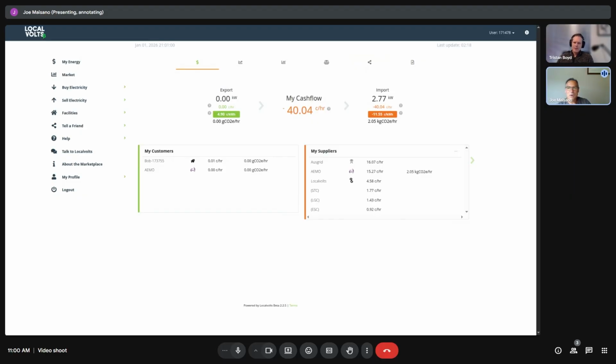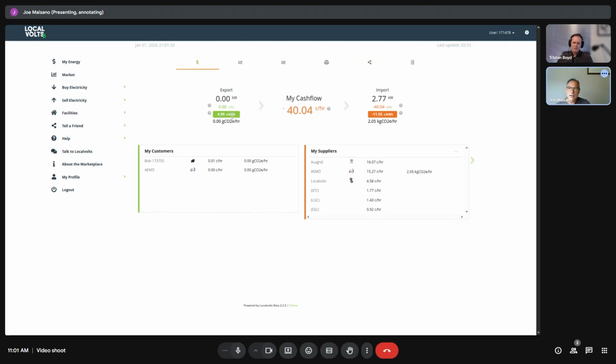Okay, this is my Cashflow screen, which is the first screen you see when you log into Localvolts. What we're looking at up the top is some very high level basic information about where we are right now. It's showing my instantaneous cash flow in cents per hour, so essentially my burn rate of costs. And at the moment, it's my evening right now, so I have no exports.